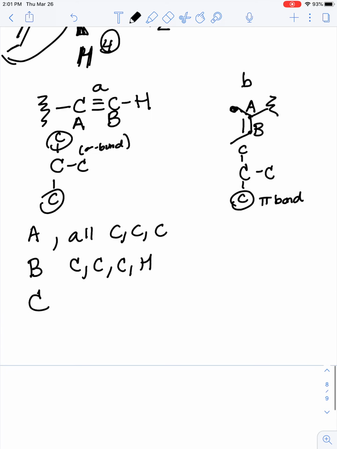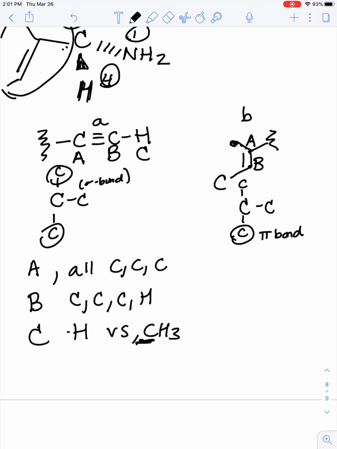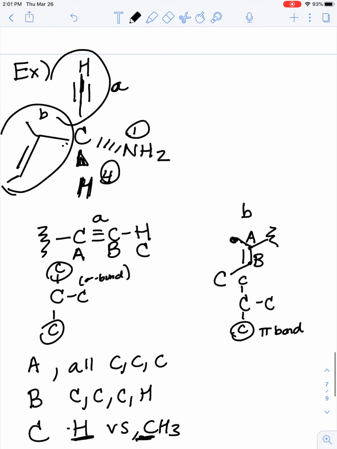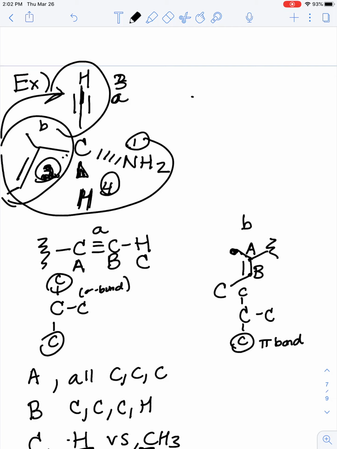And then when we look at C, so C is really just going to be this last group right here. So we have a hydrogen versus a CH3 group. So the CH3 group is going to take priority over a hydrogen because, again, higher atomic number. So that is going to make this one right here number 3, leaving this one number 2, and this one number 3. So we have 1, 2, 3, right? So we are going in the clockwise direction. So that would give us the R configuration.